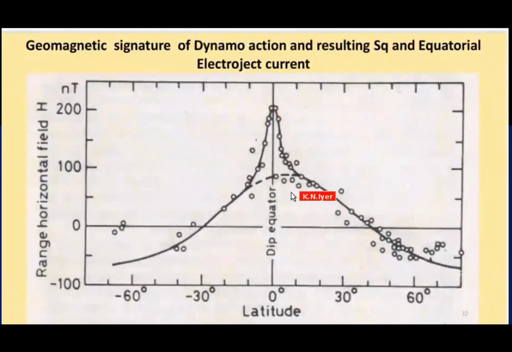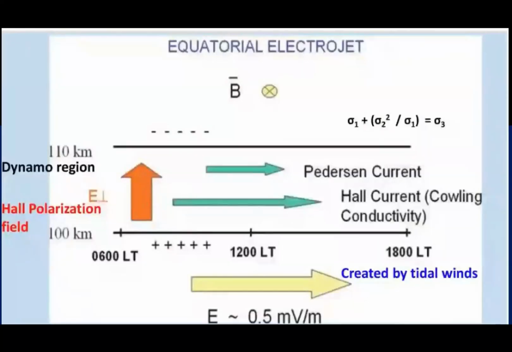If you actually fit a line between the points, you will get a curve like this. That's the actual observation. But if you interpolate between these two wings, then it should be as represented by the dashed curve here. This dashed curve represents the actual current variation due to the SQ current, and this extra magnetic field increase over the magnetic equator, plus or minus a few degrees, represents the electrojet current. So this is the effect of the electrojet current, and this is the effect of the SQ current. These are the actual measurements of the magnetic field, giving an indication of that.